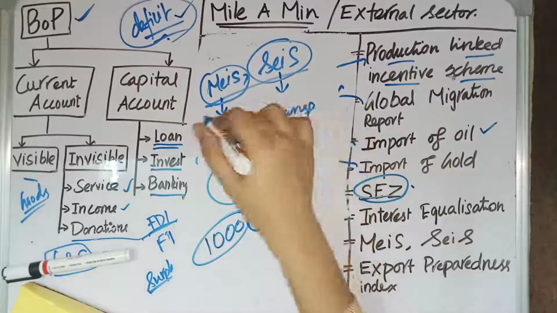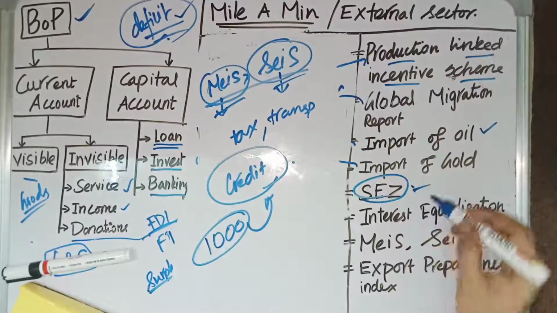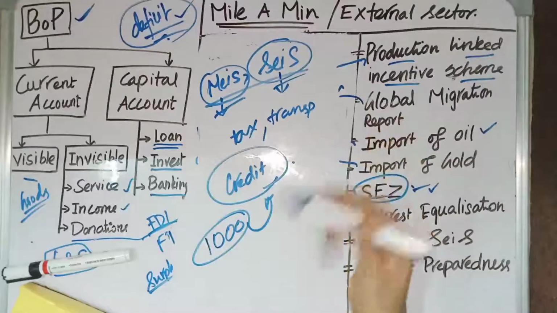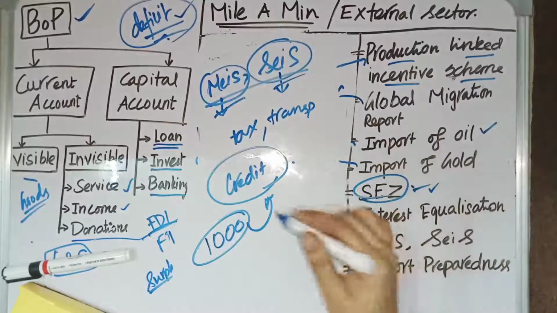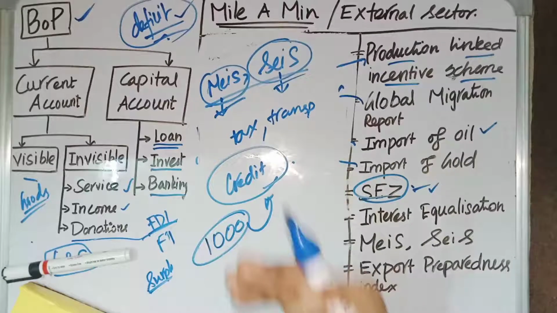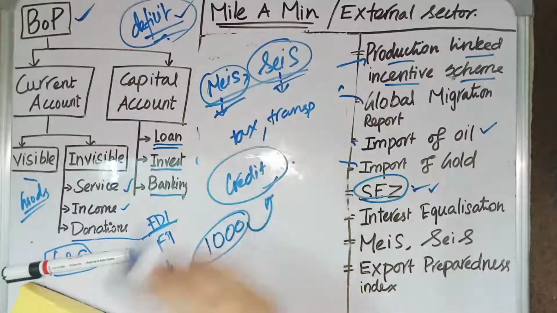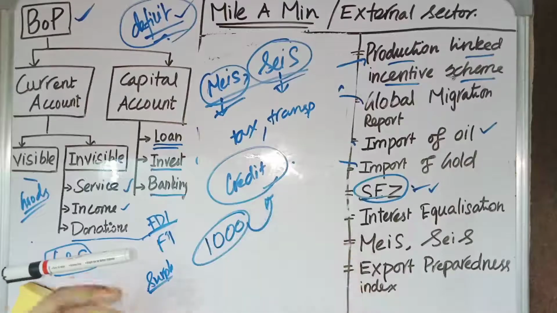So that is the difference between MEIS, SEIS and SEZ. In SEZ you are exempted from the tax. You are given free electricity, free things. Whereas in MEIS and SEIS you need to pay for everything, but the government will credit it back to you. This scheme is for the tax credit. This scheme gives tax credit to the exporters.